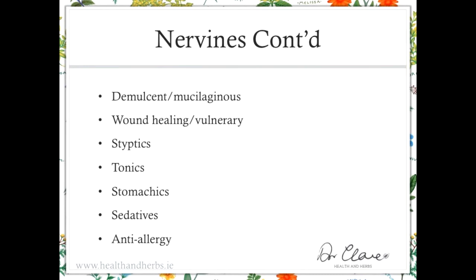Herbs like marigold, for instance, would have wound healing and antimicrobial and antifungal effects and be a very gentle herb. So that would be a good example. Styptics are blood stopping, so they stop bleeding.